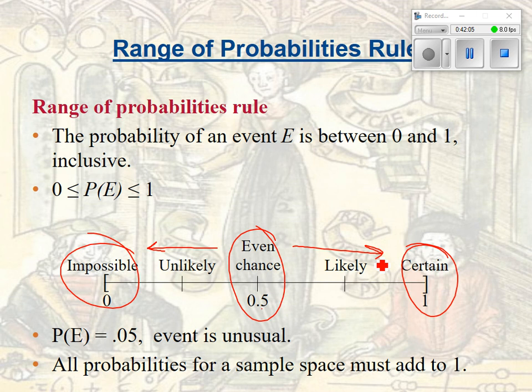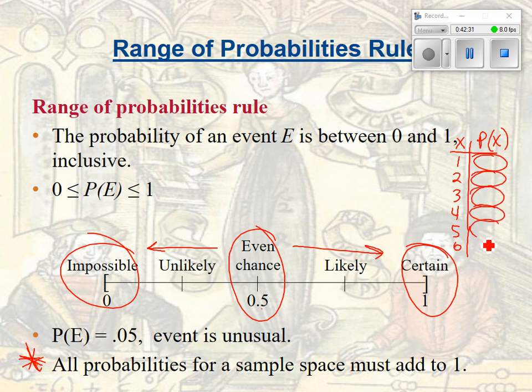Whenever you're doing any setup, all the probabilities, if we're looking at rolling a die, the possible things that could happen, the possible X's are 1, 2, 3, 4, 5, and 6. If we find the probabilities of each of those things, all of these probabilities must add up to one whole or 100%. So all probabilities from a sample space have to add up to 100%.